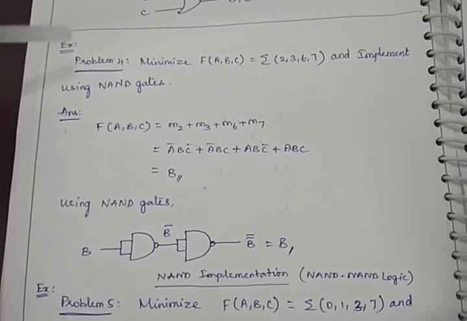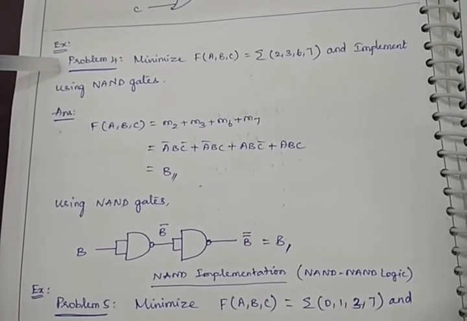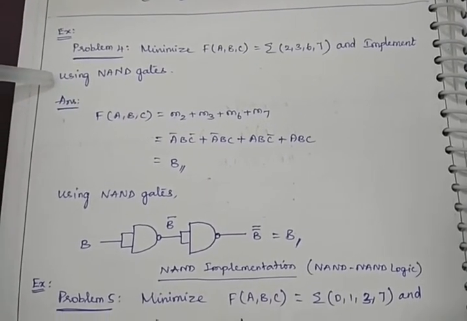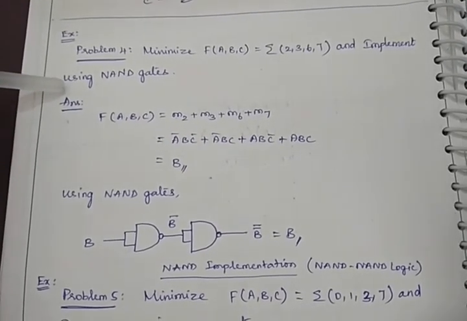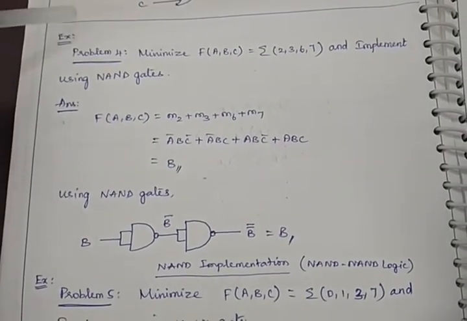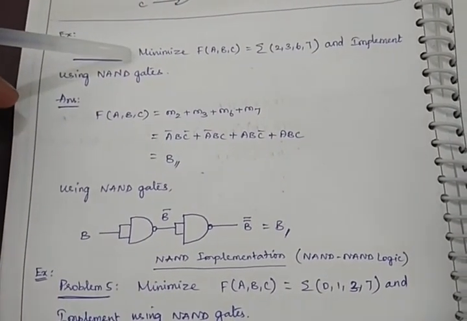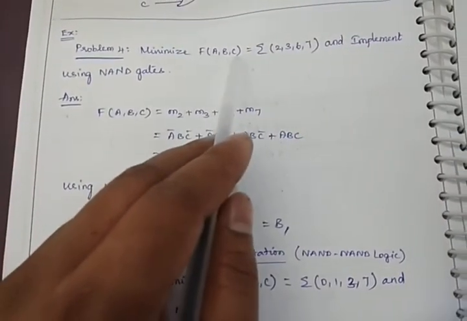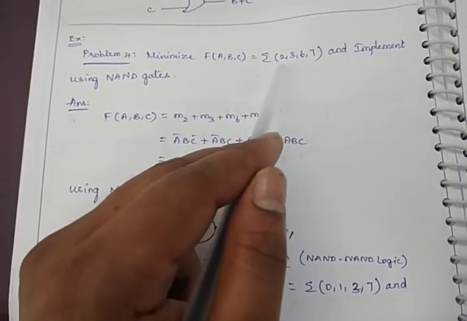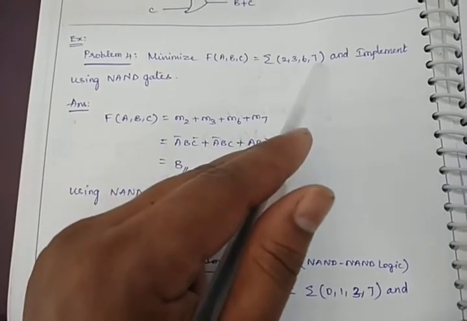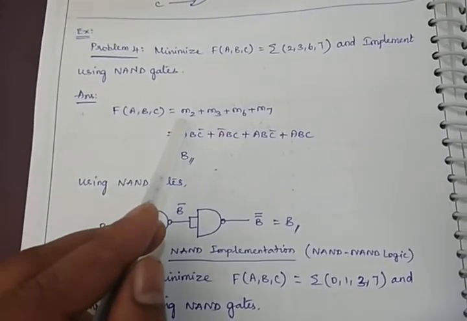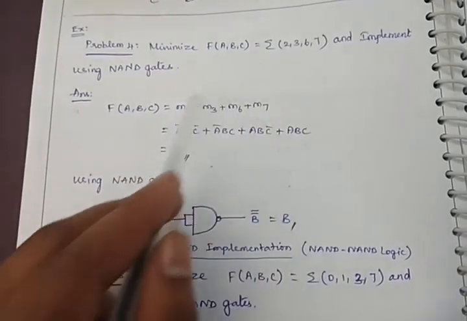So we'll see the problems. The same problem we discussed already, but the implementation was done using basic gates. We'll see now, using NAND and NOR gates, how we are going to implement the given expression. See the minterms here: f of a, b, c equals summation of 2, 3, 6, 7. So f of a, b, c is equal to the 2, 3, 6, 7 terms given.